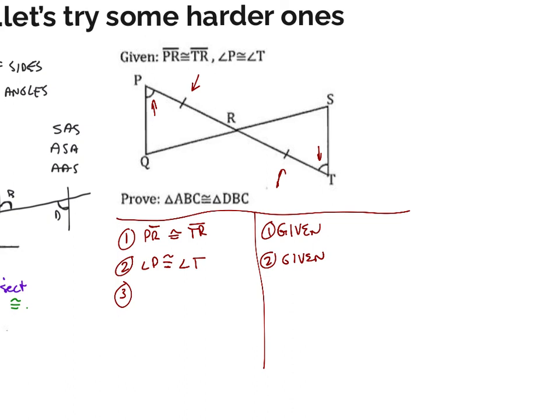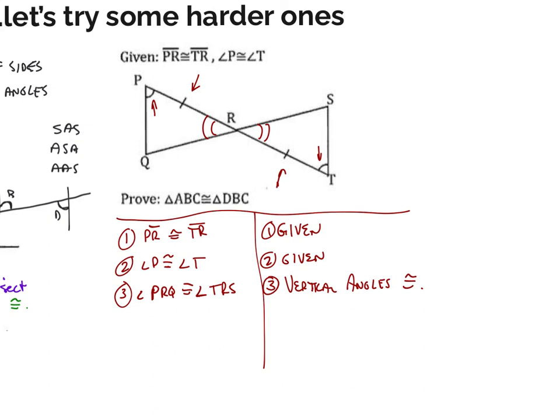If I look, I need to notice that these two are vertical. Those two are vertical. So I need to say angle PRQ is congruent to angle, not triangle, sorry, angle TRS. And why can I do that? Well, those are vertical angles. Apologies, spelling is questionable today. So vertical angles are going to be congruent.